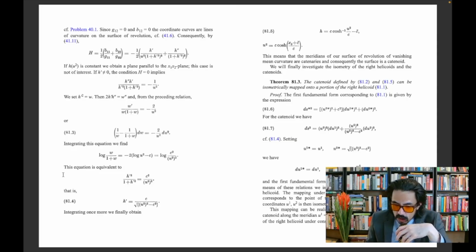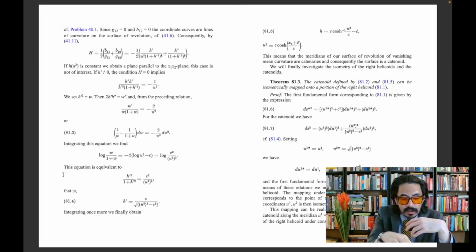Integrating this equation, we find that we have the log of w over 1 plus w, which is equal to negative 2 times the quantity log u2 minus c closed quantity, which is equal to the log of the fraction c squared over u2 squared. This equation is equivalent to lowercase h prime squared over 1 plus lowercase h prime squared, which is equal to c squared over u2 squared. That is, lowercase h prime is equal to a fraction of c over the square root of the quantity u2 squared minus c squared closed quantity.